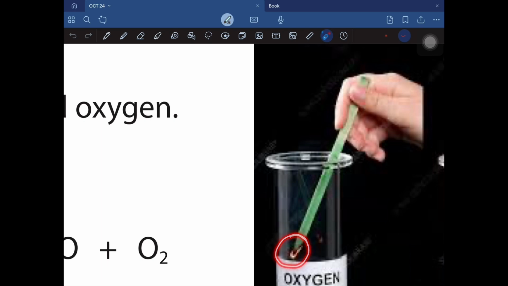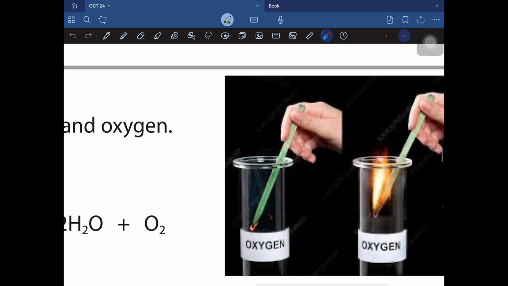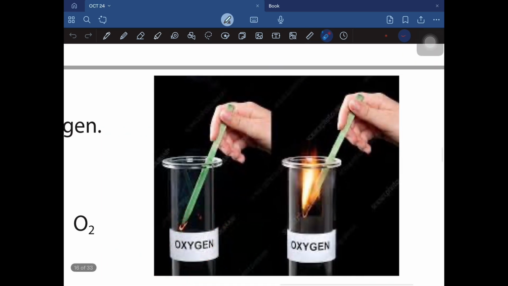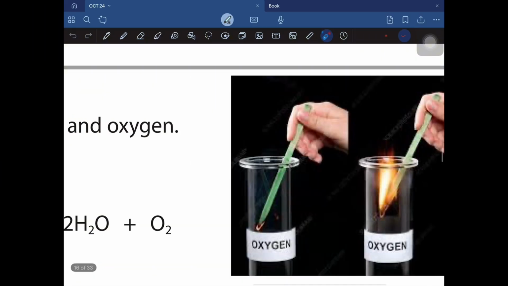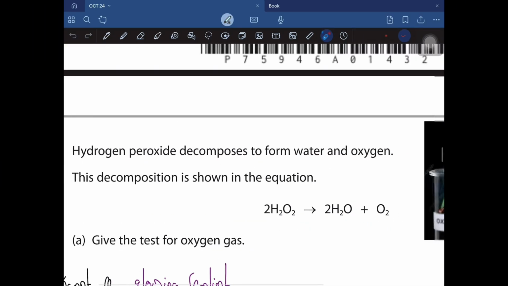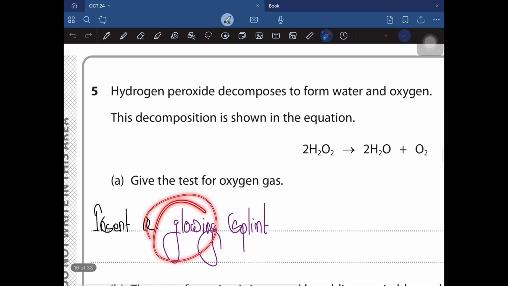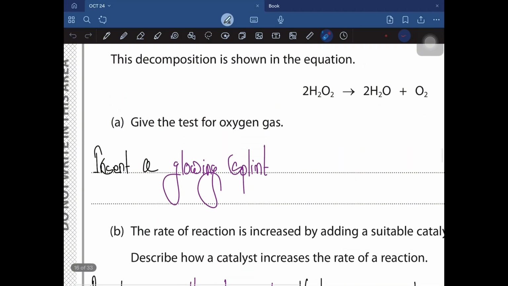You can see clearly that it is glowing. If there is oxygen there, the glowing splint is going to relight, like it is going to catch fire. So the test for oxygen gas is to insert a glowing splint, and the positive result is that it relights. But here you only have to mention the test, because the question doesn't say anything about the results.